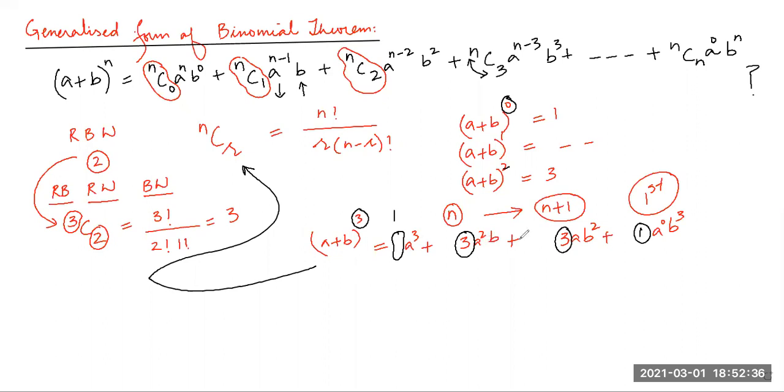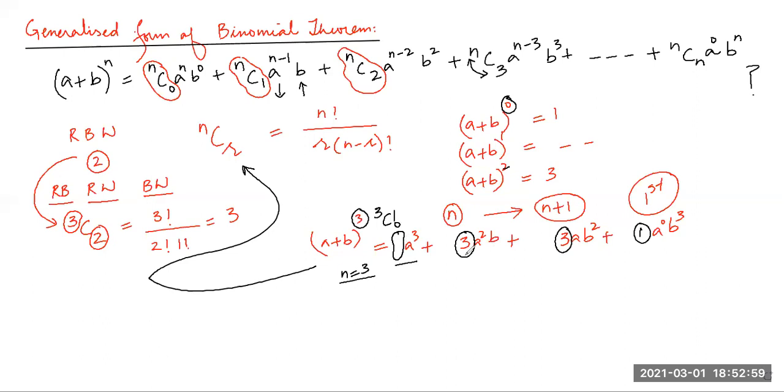What about the constants? You can see the pattern. Mathematics is all about pattern. You see here that n is 3. We haven't taken the first term, we haven't taken anything, so it's like 3c0, and 3c0 is equal to 1.